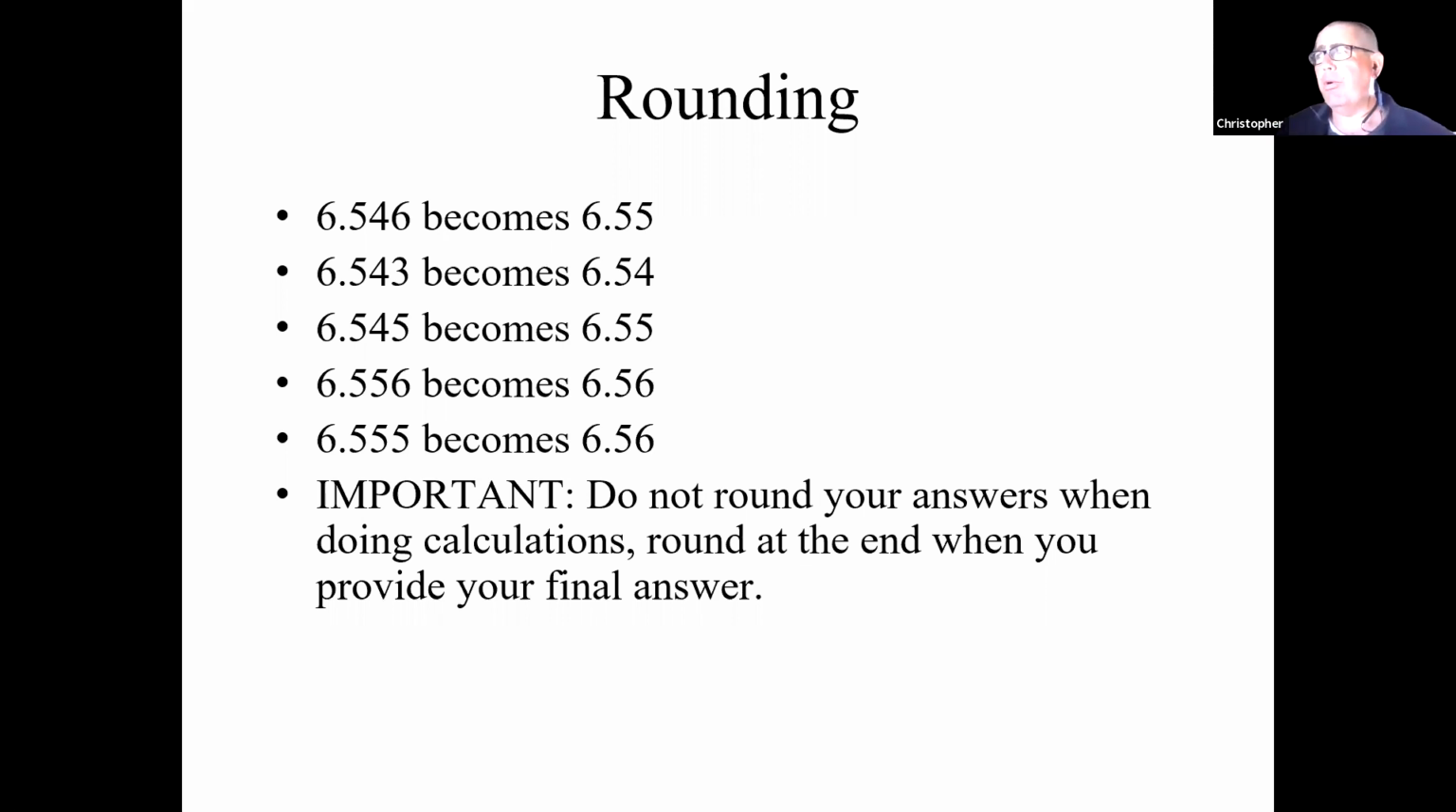This is particularly important with those statistics that are on a small scale, like a correlation that we'll see later, those things that go from 0 to 1. If you round as you're doing problems, you can actually get an answer that's pretty far off.